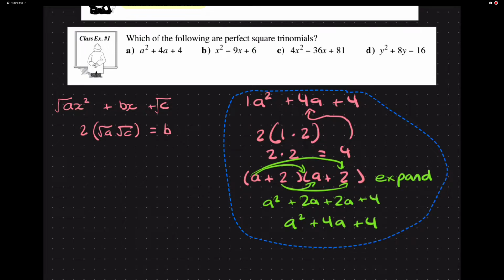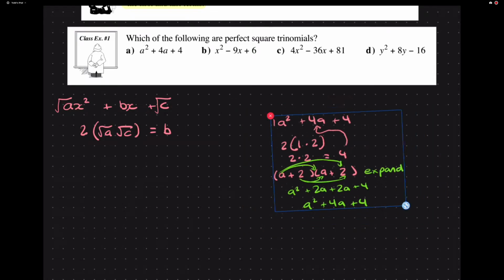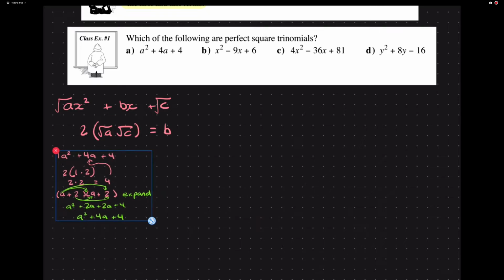Okay, so let's look at B. Is B a perfect square trinomial? Well, it is not, and that's because if we look at the number in front of the x squared, it's a 1, so that's true, but 6 is not a perfect square, so this entire thing is not a perfect square trinomial. Move on to C.